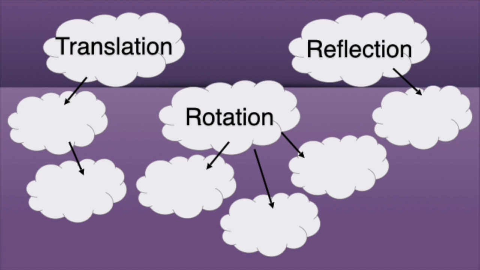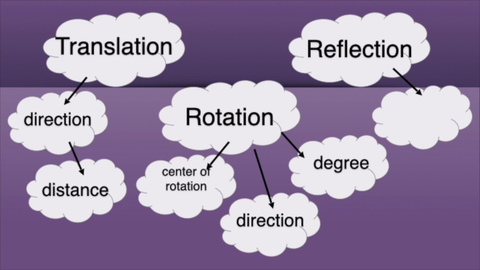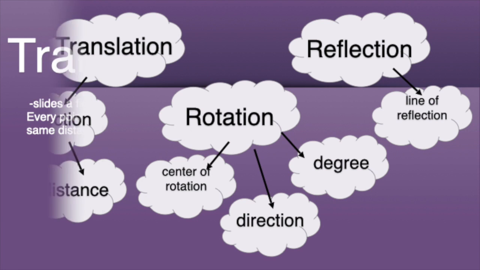With each type of transformation, there are specific details that need to be included when describing or performing each transformation. With translation, we need to know the direction and distance. With rotations, we need to know the center of rotation, the direction, and the degree it is turning. And with any reflection, we need to know what line of reflection it is reflecting over.